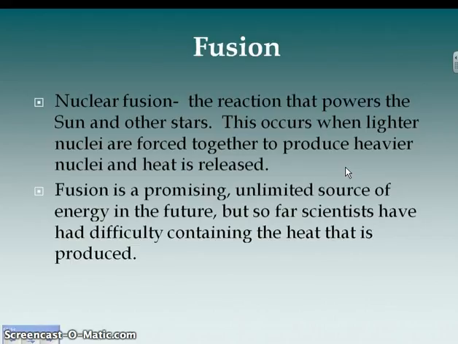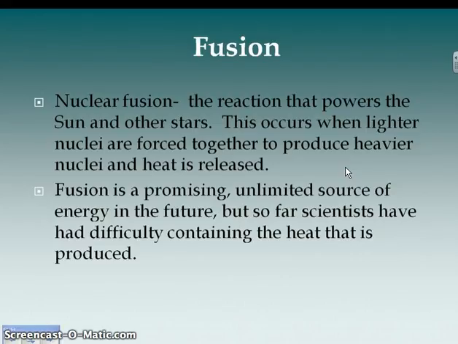Fusion is very, very promising. Again, that's what happens on the sun, and it's potentially an unlimited source of energy in the future, but we have a lot of difficulty containing the heat that's produced and a lot of difficulty getting that reaction started. It actually takes more energy to start a fusion reaction than we can harness out of it. So right now, we don't have the technical means to undergo fusion reactions, but it is a possibility in the future.